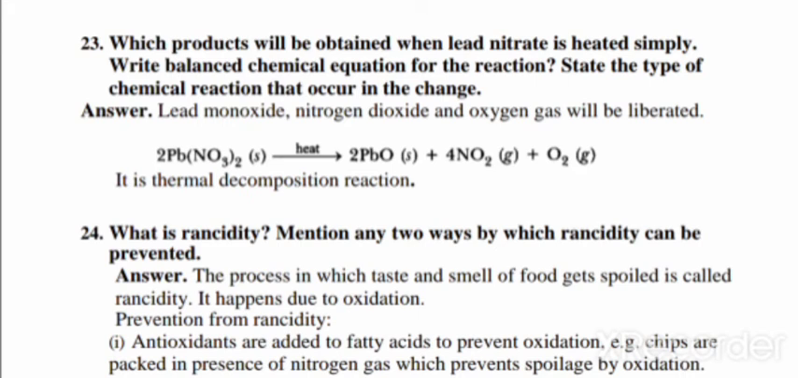What is rancidity? Mention any 2 ways in which rancidity can be prevented. The process in which taste and smell of the food gets spoiled is called rancidity. Antioxidants are added to the fatty food to prevent oxidation. Chips are packed in presence of nitrogen gas, which prevents spoilage by oxidation. Food should be kept in an airtight container in the refrigerator.